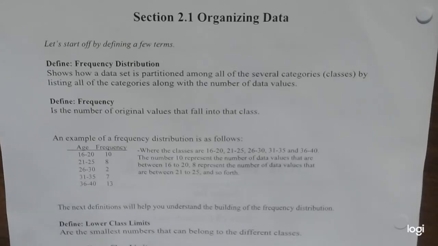So this is the first section of stats. It's called organizing data. And in this section, we're going to talk about something called a frequency polygon. So the very basics of what it's actually going to be about. So just bear with me.